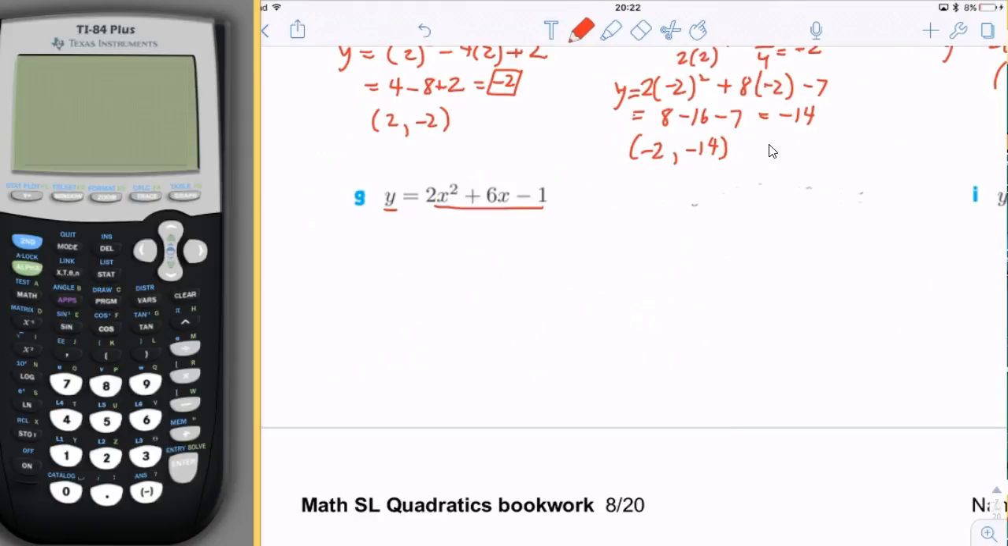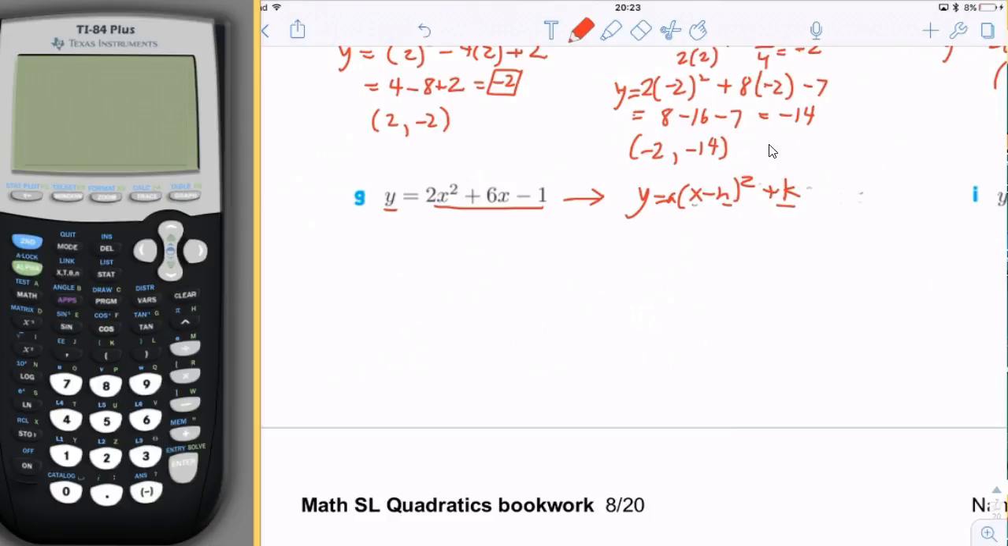The other way you could do it is completing the square. If you complete the square, you can find both the x and the y coordinate at the same time. Completing the square means you're going to change it to this form. Y equals a times x minus h squared plus k, and then you're going to find out what h and k are. Okay.